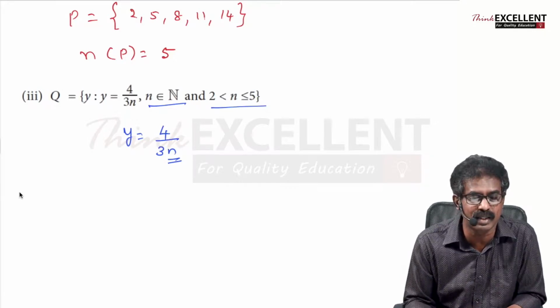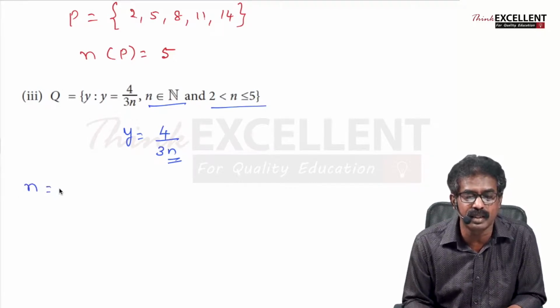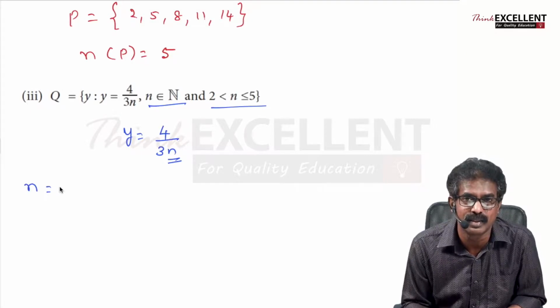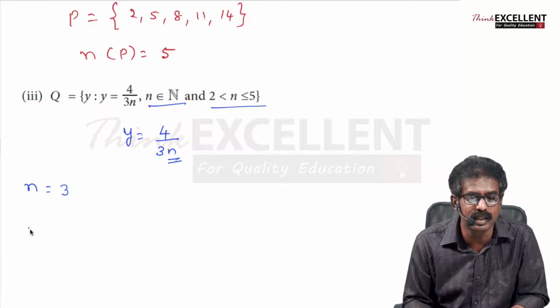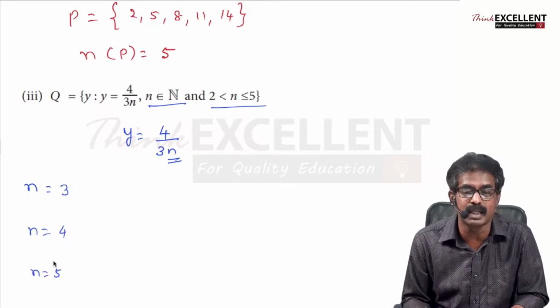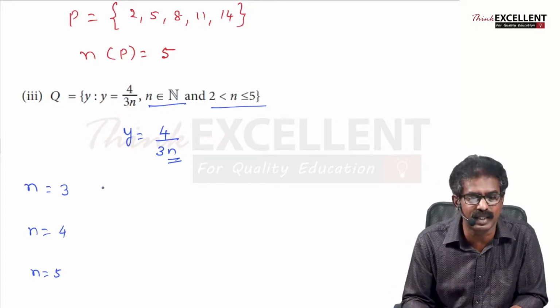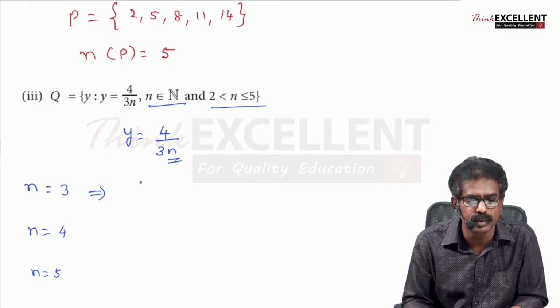So n cannot take any value, right? The first value n takes is what? 2 is not included, so take only 3. n equals 3, then n equals 4, n equals 5. 5 can be included because n is less than or equal to 5. Only 3 values for n. So find the corresponding y values.